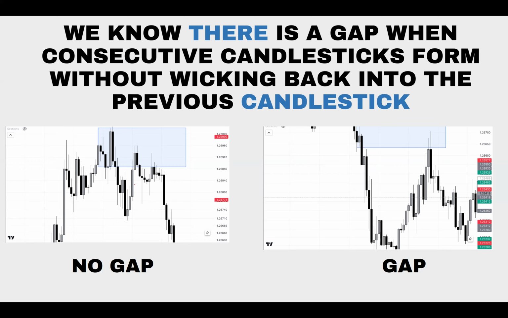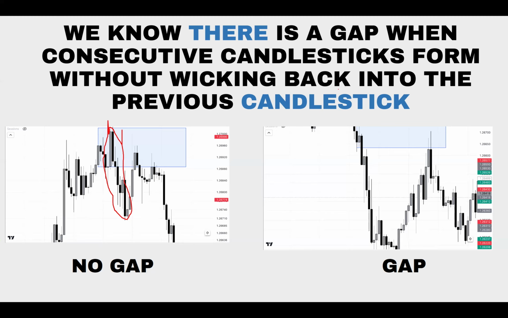So on this chart that I have right here, price made a move right in this area. But as you can see, when it created this move, each candlestick that formed, there was a wick that wicked back into the previous candlestick. So there would be no gap here since each candlestick had wicked back. When looking at gaps, you always have to look to the left.